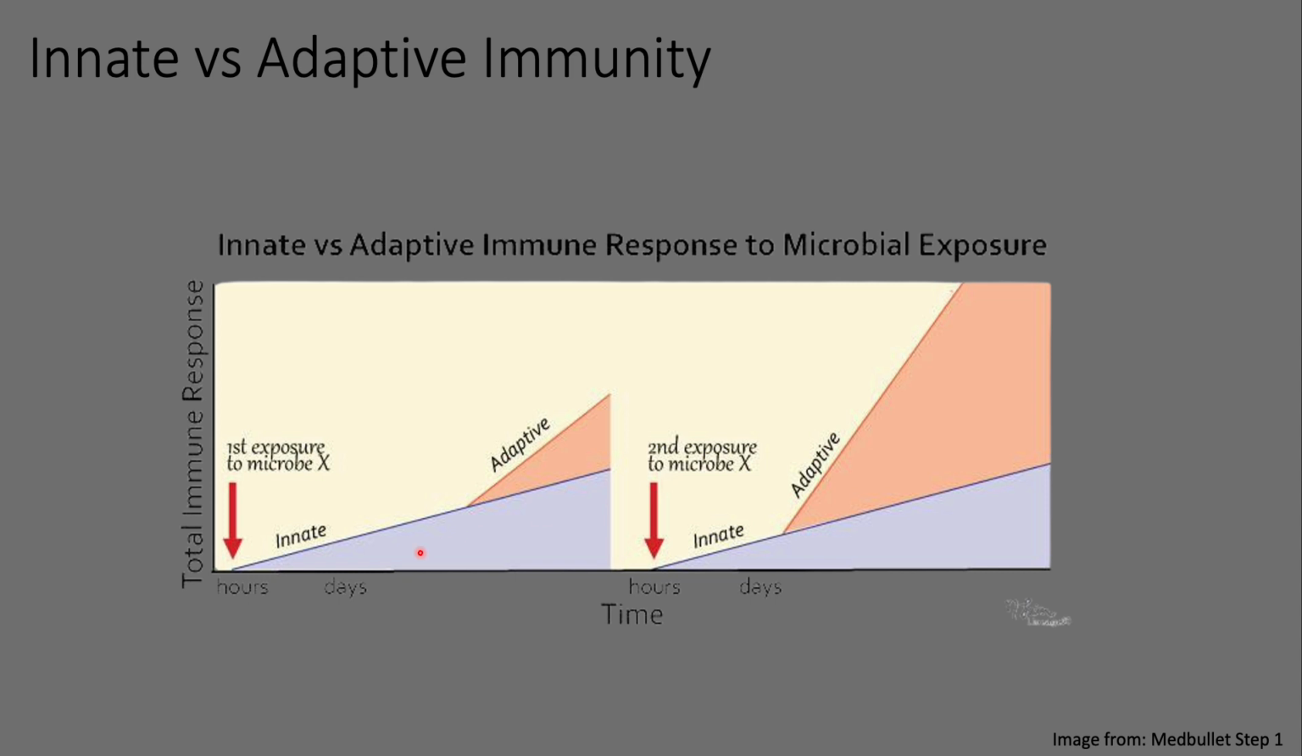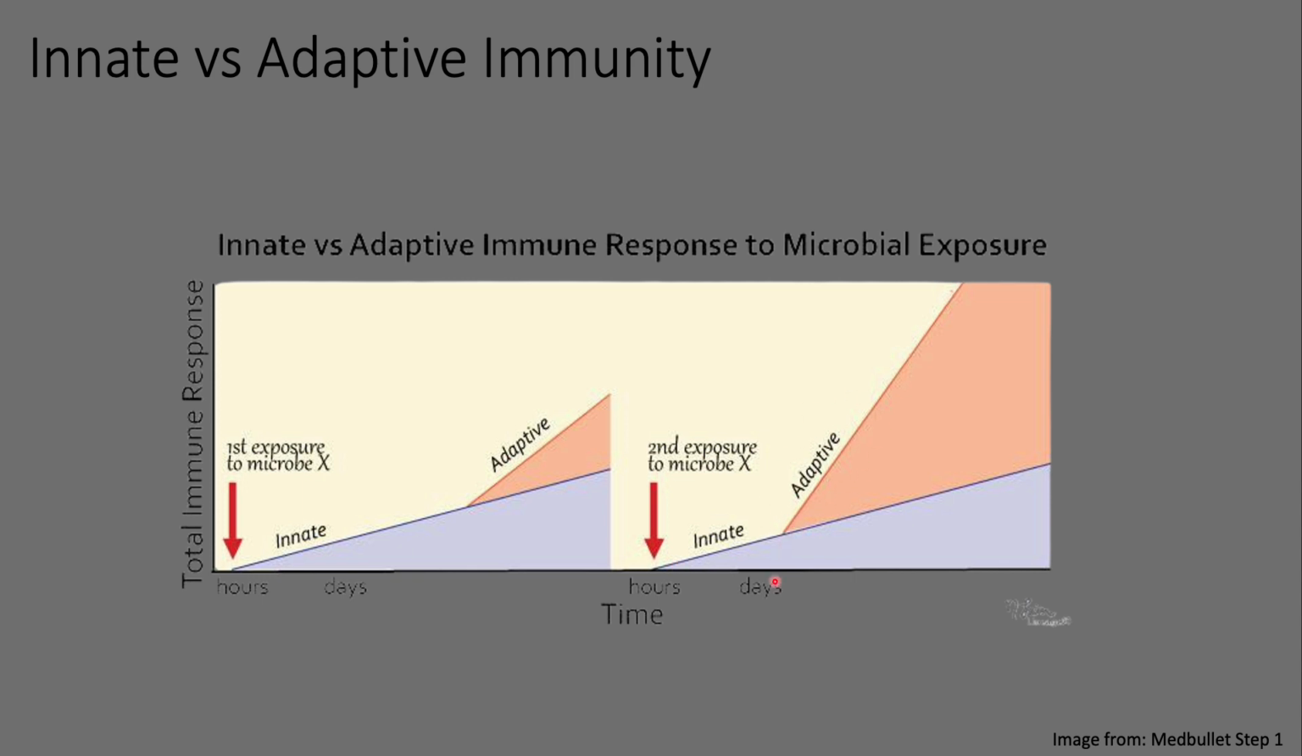What we can say is that upon exposure to this microbe, we don't really build memory of disposing of it with our innate immunity. As we can see here, the plot doesn't look different in our innate immune system. However, it does look different for the adaptive immune system.